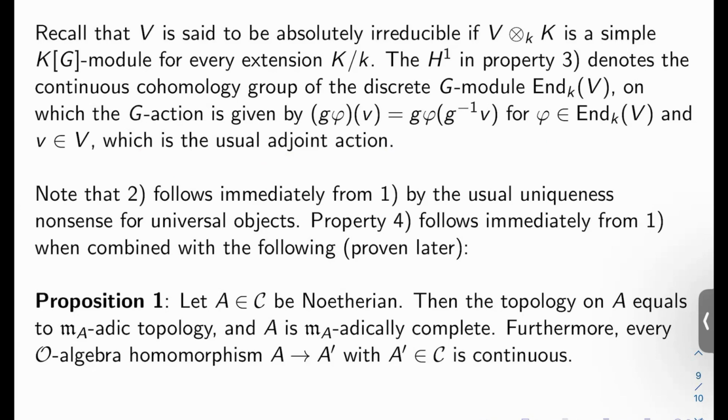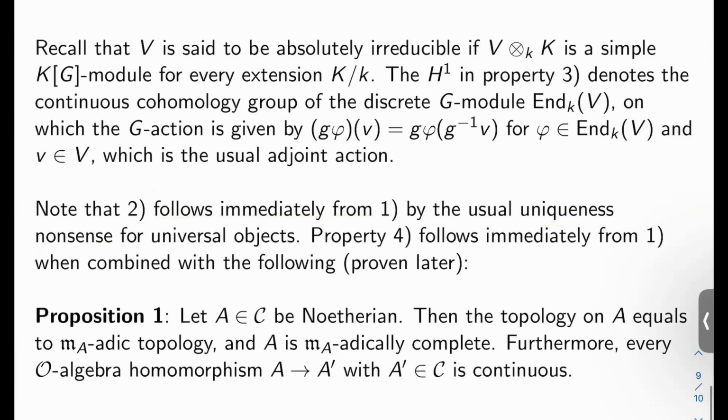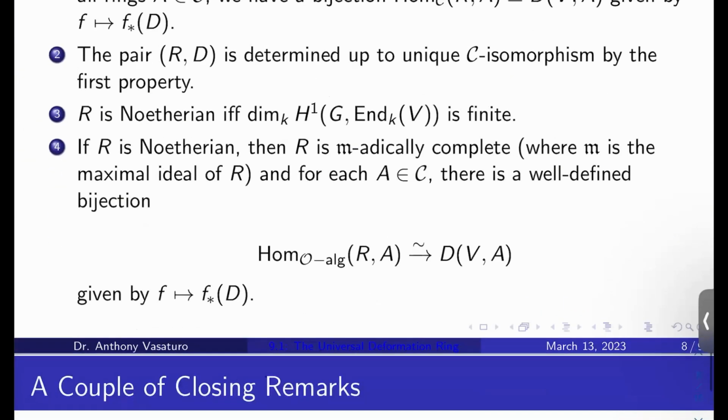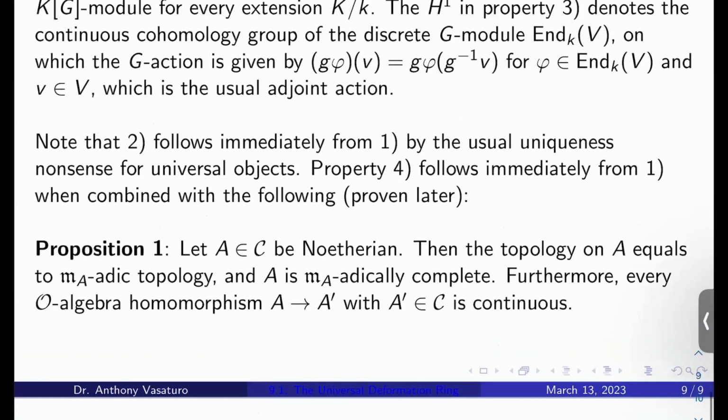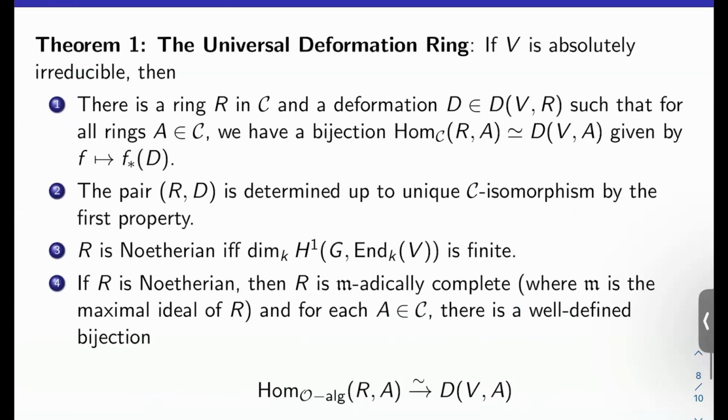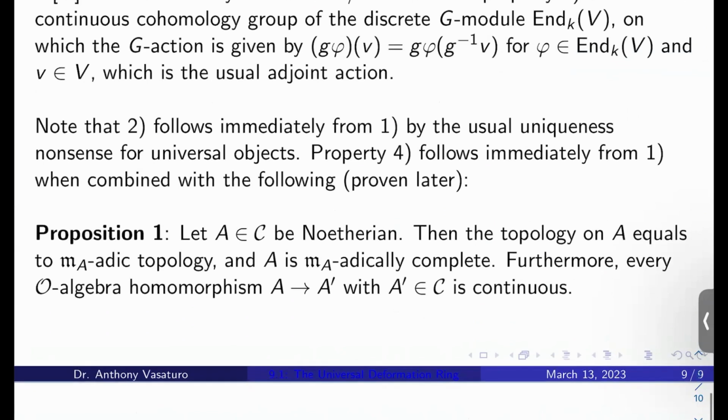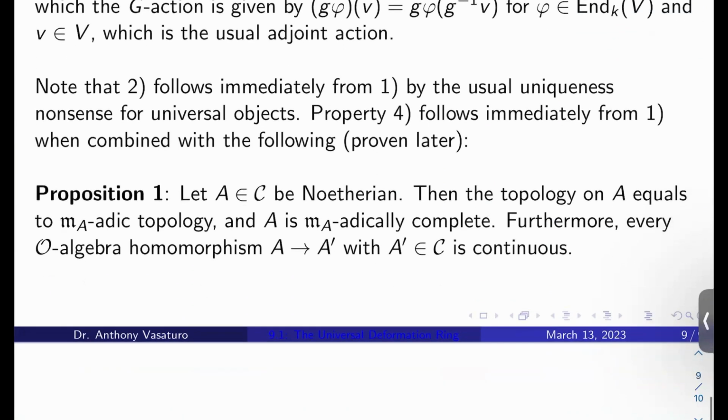Also, like I said above, 2, the universal property or the uniqueness stuff from the theorem follows immediately from 1 by usual uniqueness nonsense for universal objects. And then property 4 here. So this situation where R is Noetherian and we conclude that R is m-adically complete, and then we have the same bijection as from number 1. That actually follows from 1. I mean, 4 and 1 are so similar here, right? So why does it follow from 1? All you have to do is prove the following proposition, which we'll do in a later video. But you should think about why 4 follows from 1 given this proposition.